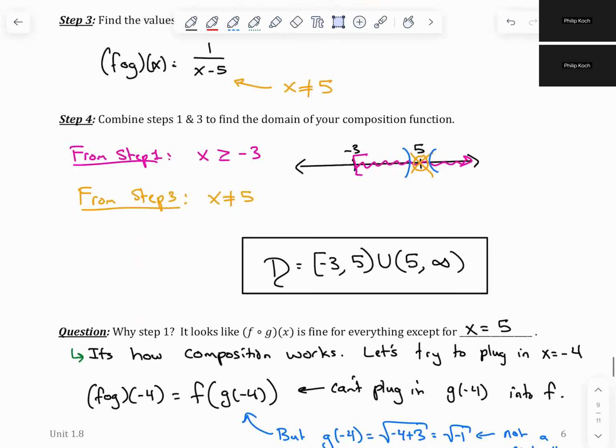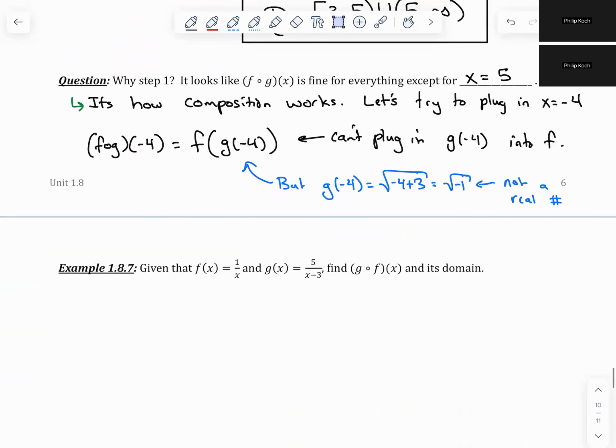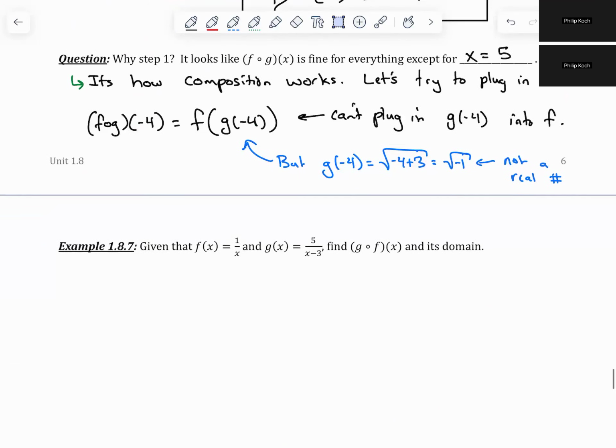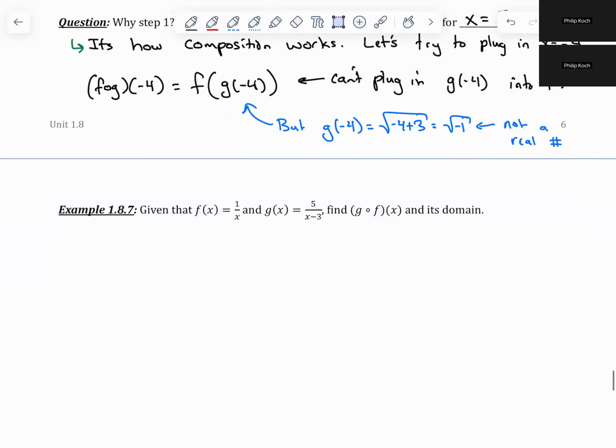We did a lot of stuff here to finally get to that statement, so let's do another example, and this one will help us figure things out as well. Given that f of x is equal to 1 over x and g of x is equal to 5 over x minus 3, find the composition g composed with f and its domain. So we're going to be working with g composed with f of x.